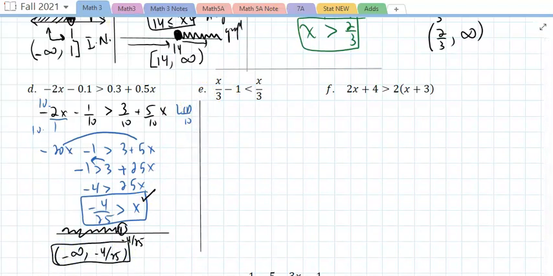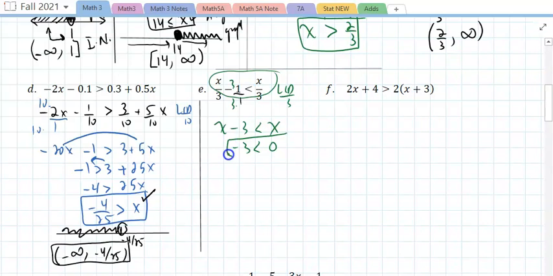Same deal with the next problem. Over 1, LCD is 3. Now that they all have it, read the tops only. This reads x minus 3 is less than x. Subtract x from both sides.